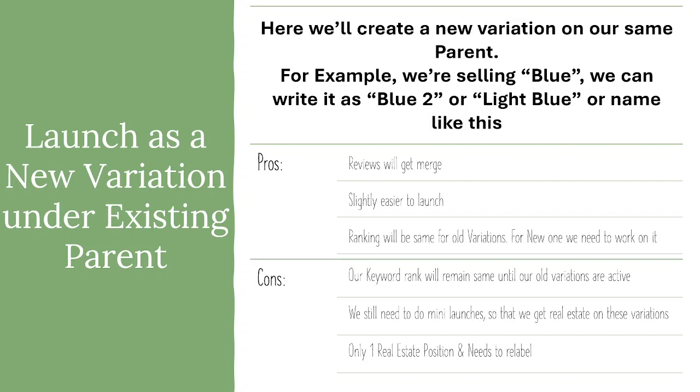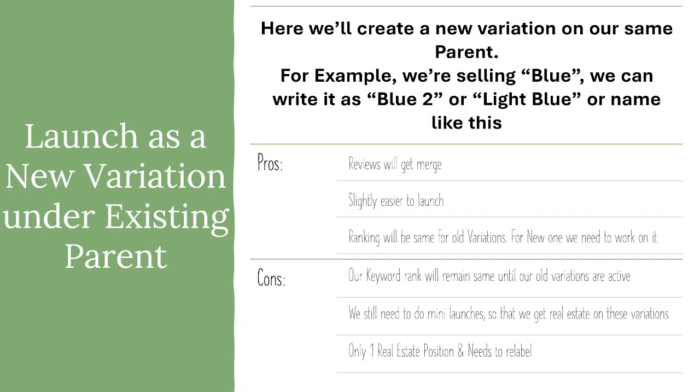The second way is to launch as a new variation under an existing parent. Here we just create a new variation on our same parent and sell it under that parent listing. The positive things are that reviews will get merged and it will be slightly easier to launch, but we will still need to do some giveaways.